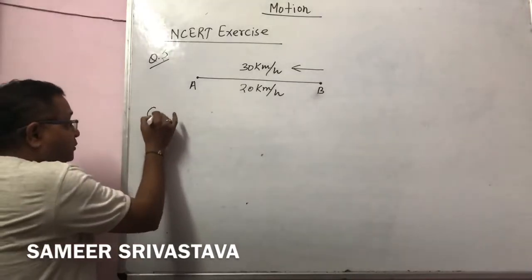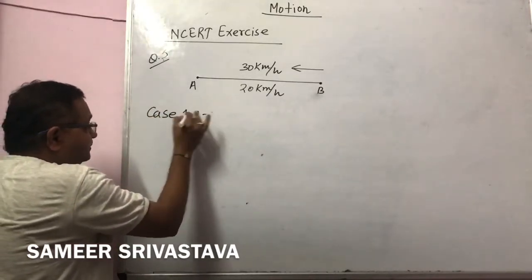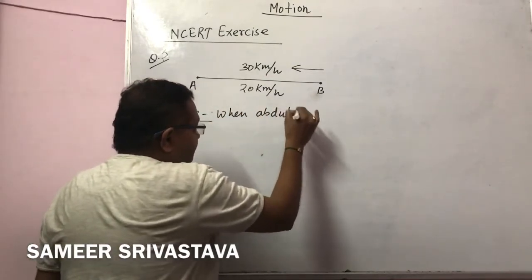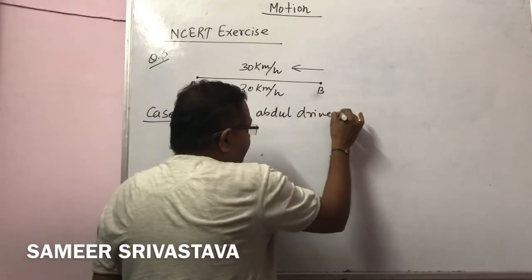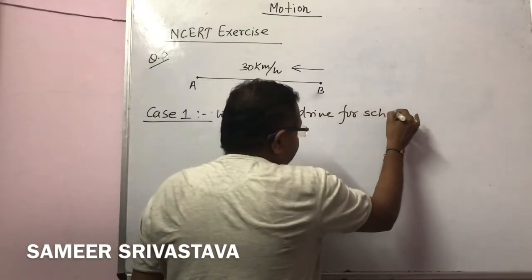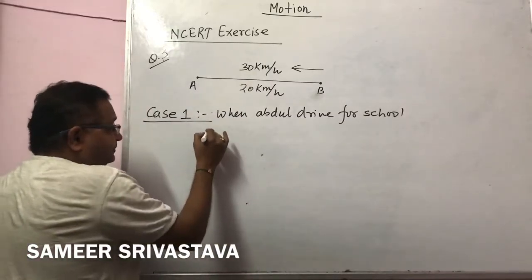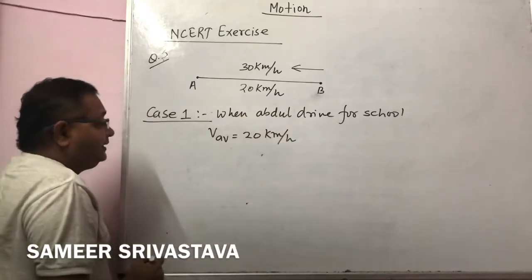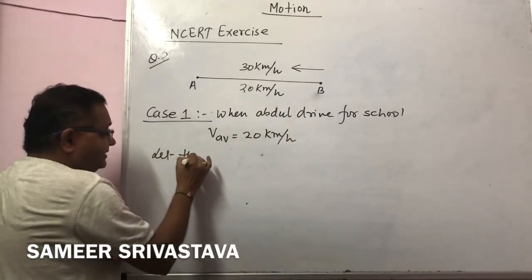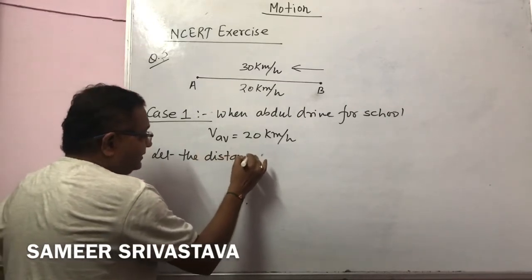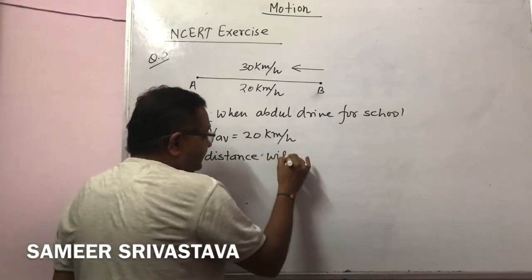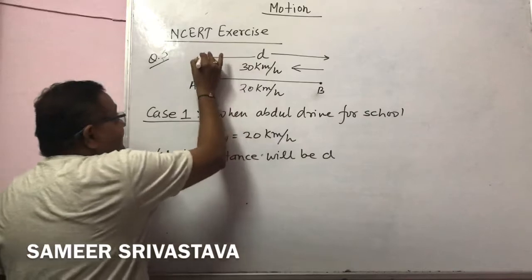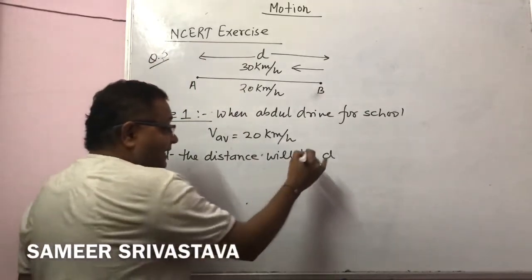Now here we take up two cases. Case 1, when Abdul drives for school, his average speed is 20 km/h, right? Let the distance be D. We have to assume the total distance as D, right? The total distance as D.